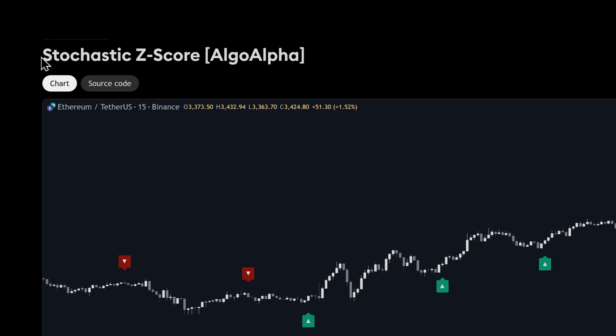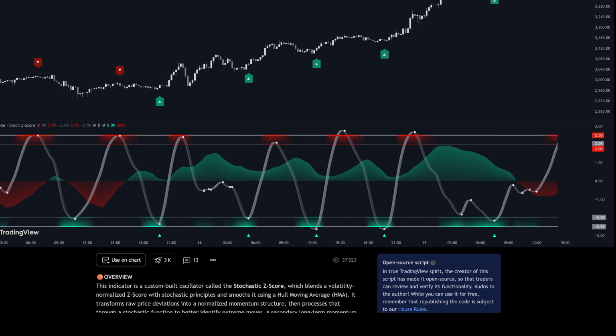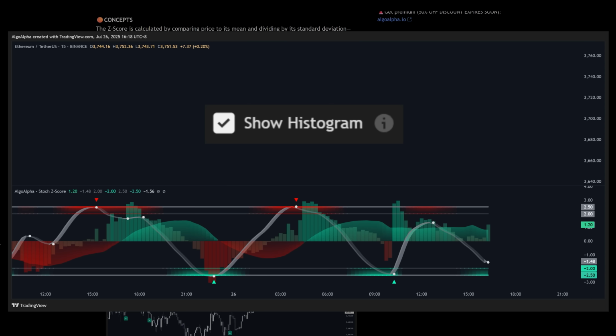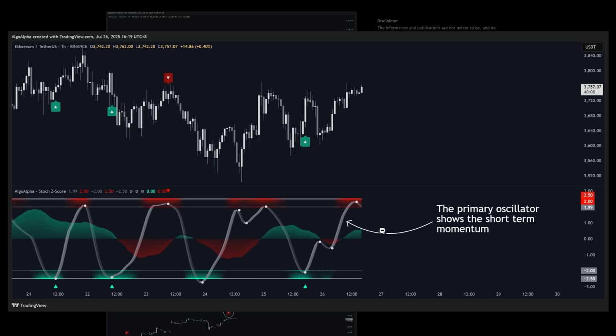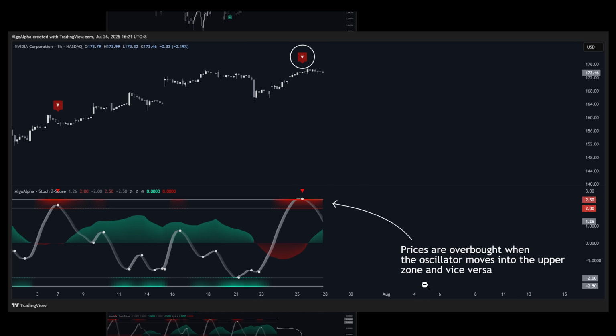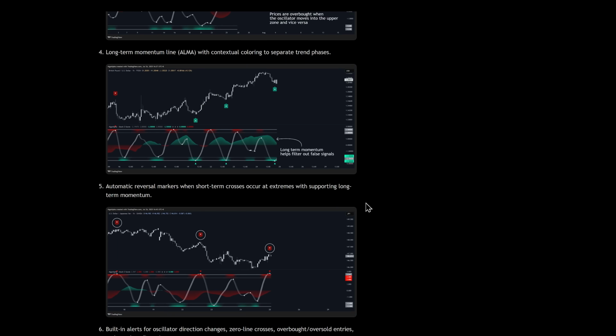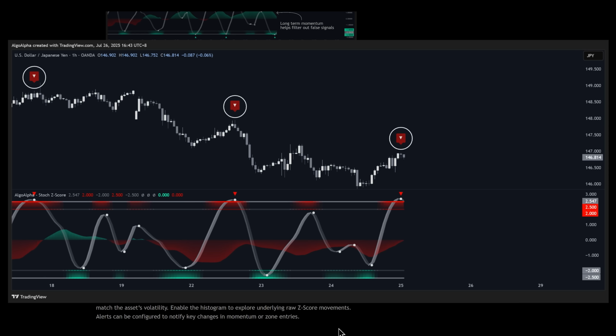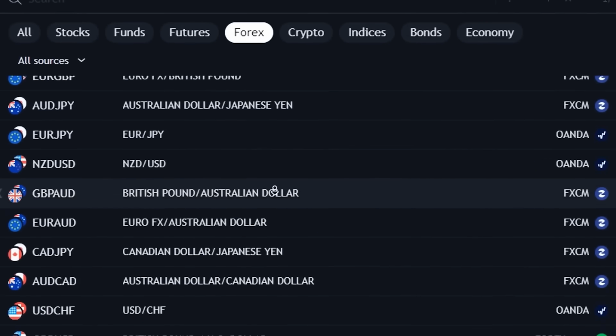That's exactly what the Stochastic Z-Score by AlgoAlpha is built to fix. Instead of using a fixed range that breaks when volatility changes, this indicator starts with a Z-score, which is basically a way to measure how far price is from its average in standard deviation units. In simple terms, it tells you whether the current move is normal for this asset right now, or statistically stretched and extreme.